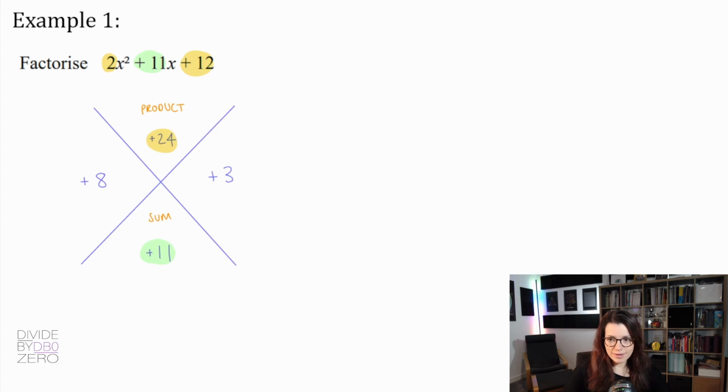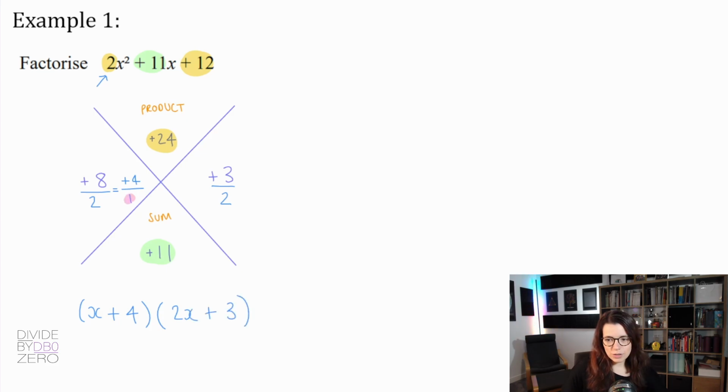Next, we look at the number that's in front of the x squared, so in this case a 2, and we actually divide both of those numbers by 2. That way we get fractions. We then simplify those fractions, so in this case that would be positive 4 over 1, and this one can't be simplified anymore. And now we're actually ready to write our answer. The answer is brackets x plus 4, 2x plus 3.